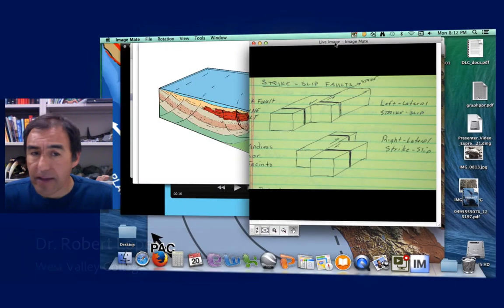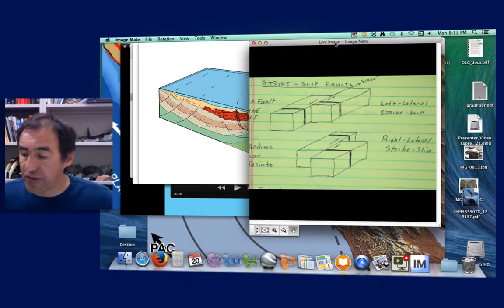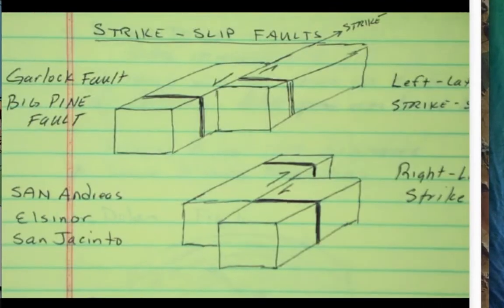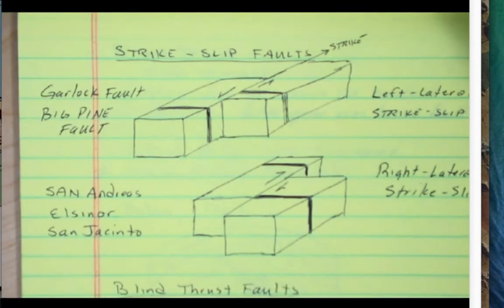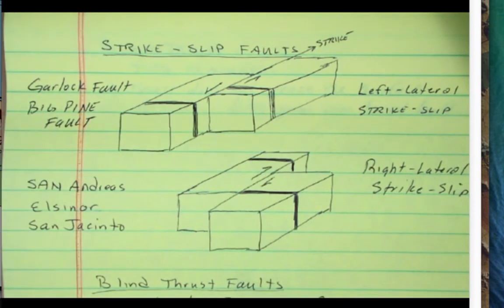I'm Dr. Robert Lopez, and today I want to continue on with the transverse ranges and some geologic structures. So if we look over here, the other type of slip is the strike slip fault. So we talked about the dip slip.